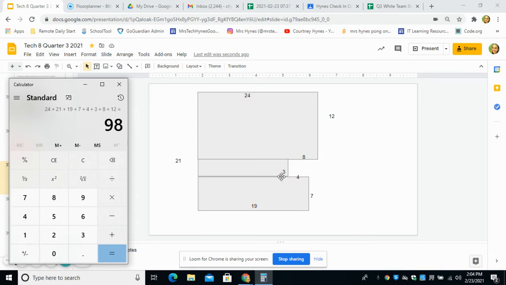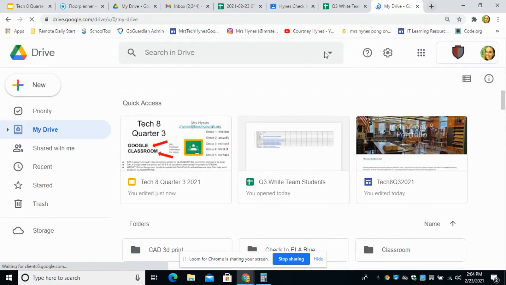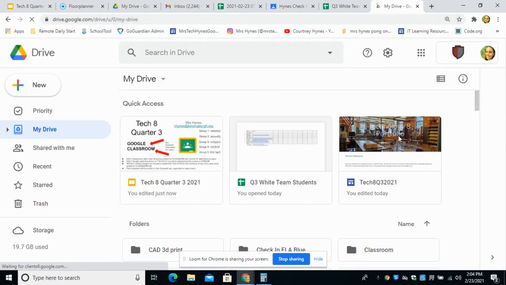So what am I going to do with this information? I'm going to put it on my portfolio. So in a brand new tab, you're going to open up your Google Drive, and your portfolio lives hopefully in your Google Drive.